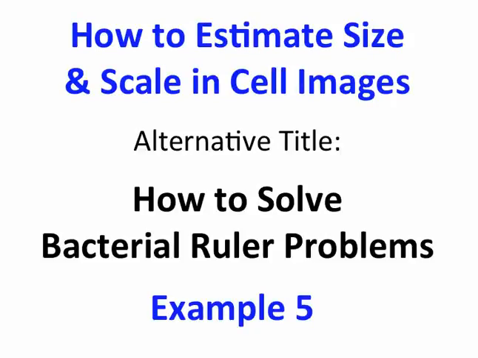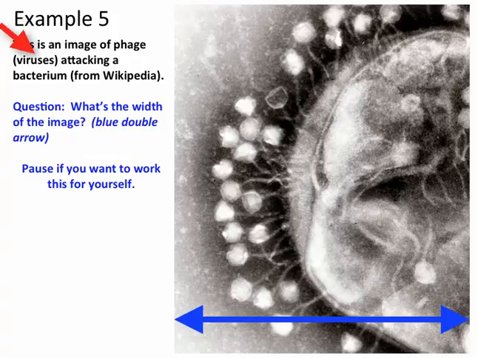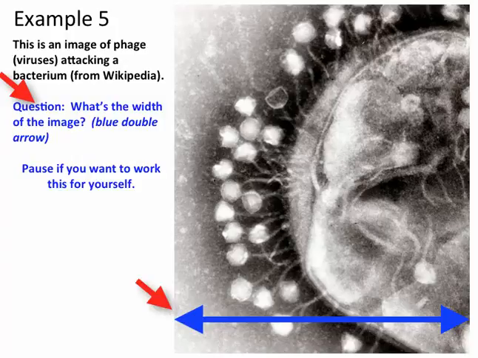This video is about how to estimate size and scale in cell images. Example 5. This is an image of phage, viruses, bacterial viruses, attacking a bacterium. The image is from Wikipedia. The question is, what's the width of this image from one end to the other of the double-headed blue arrow? And pause if you want to work this for yourself.